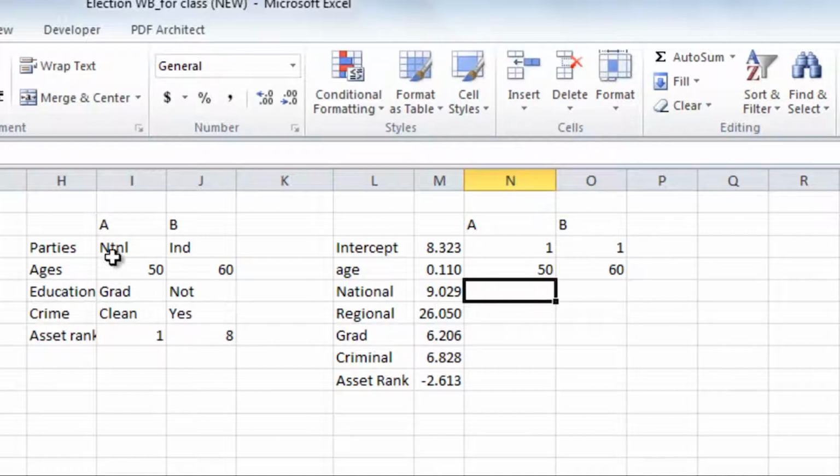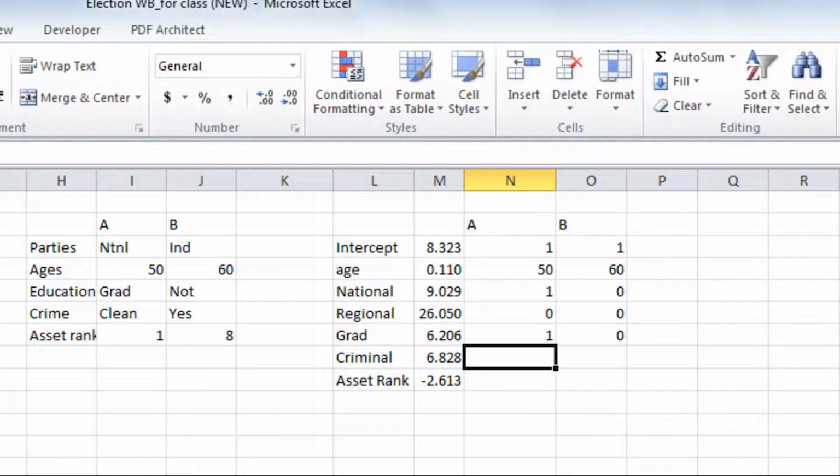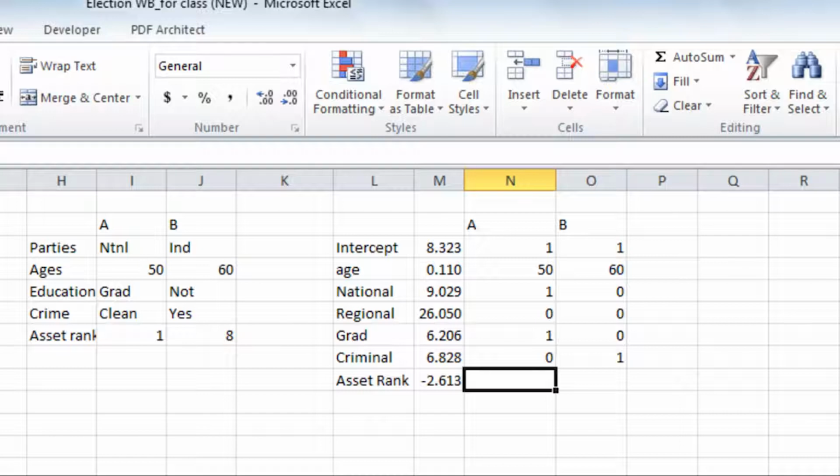One of them is from the national party, which is candidate A. So he gets a 1 out here. Okay. Whereas B is not a national party. He gets 0. Candidate A is national party, B is independent. So none of them are regional parties really. So both of them are 0. Candidate A is a graduate. What about candidate B? Candidate B is not a graduate. Candidate A has no criminal record. But candidate B has a criminal record. In terms of asset rank, candidate A is the richest guy. And this guy has a rank of 8.